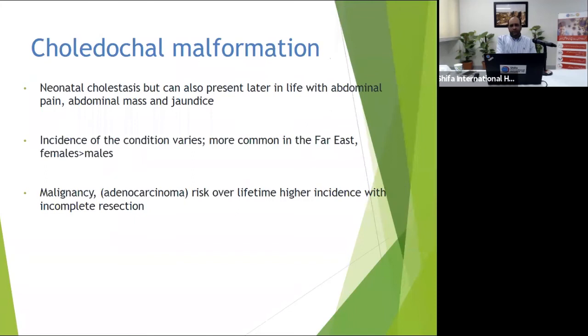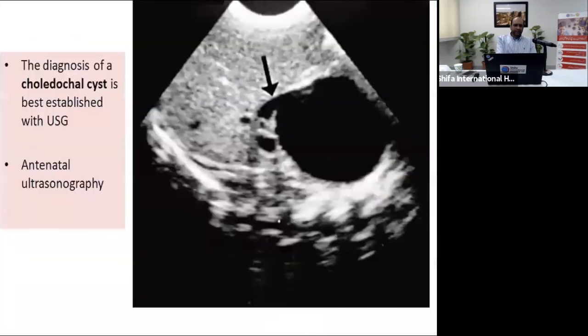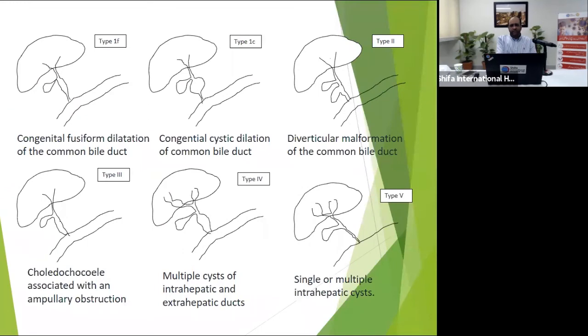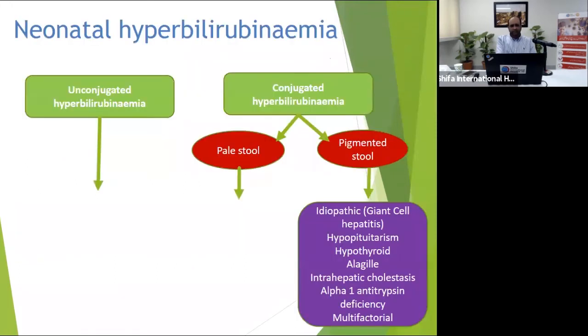This is the choledochal malformation. As I mentioned already, in the ultrasound you can see such type of picture. And these are again different variants of choledochal malformation. It can present with fusiform or cystic dilatations, or only in the bile ducts, with intrahepatic system involvement also. So there are different types. Again, this condition is treated with a portoenterostomy.